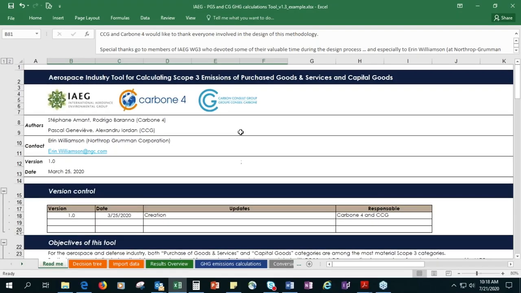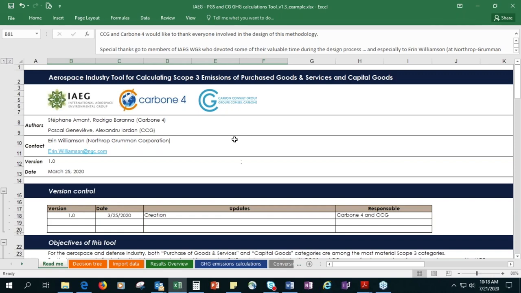So I'll take you on a walkthrough of this tool quickly, as Rick described some of the key components and the key objectives. There are a few tabs that users will navigate as we move from the starting point to actually garnering emissions inventories at the end.